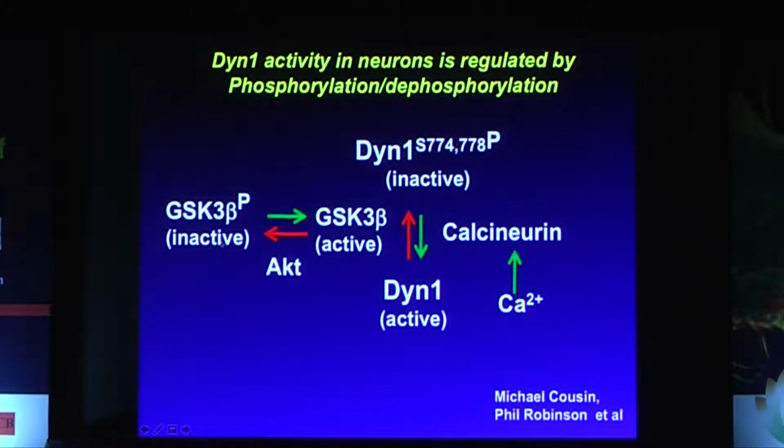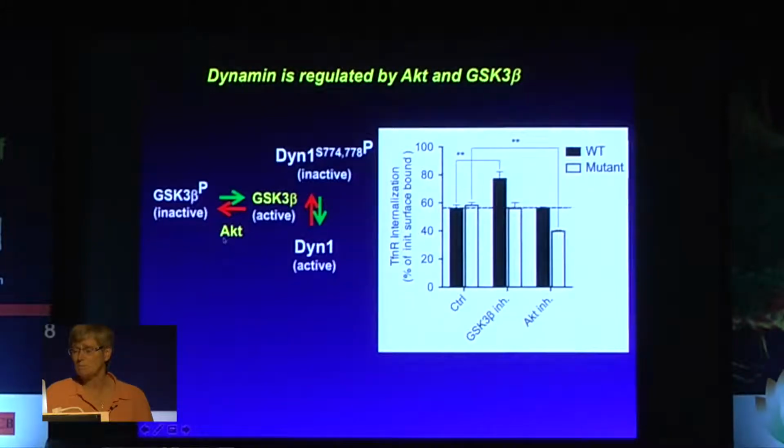This constitutively active kinase is itself regulated by another kinase, AKT, or protein kinase B, which phosphorylates GSK3 beta to inactivate it. So we wondered whether these mechanisms of regulation of dynamin might be active in the cells that we were studying. And indeed, that turned out to be the case.